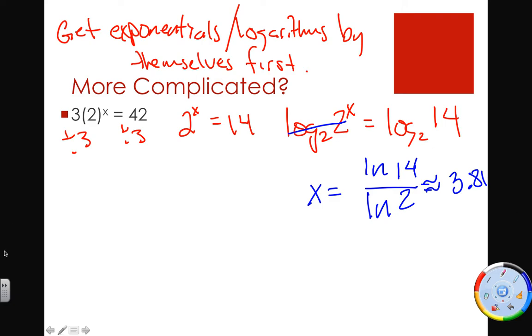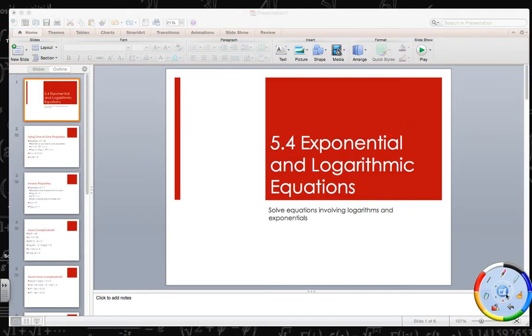And you could always plug that back into the original equation to make sure you did it right. So 3 times 2 to the 3.81, or it's going to be close because if you use a rounded number... so I'm going to say this, your calculator actually has a button called ANS. So if you know where that's at, use it because that's going to use the exact value. So 3 times 2 to the power of answer, and look at that, I got 42, which means I got the right answer. That's a good thing. We always like the right answer. All right, I wish it would stop doing that.